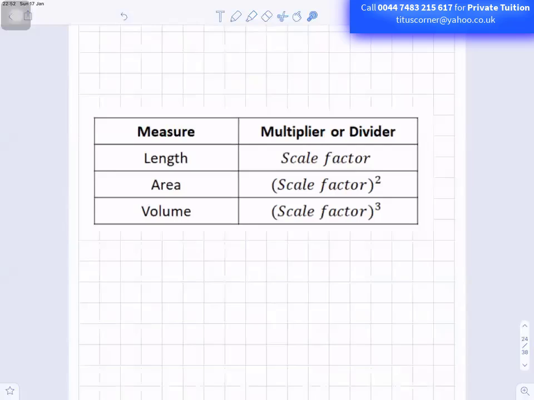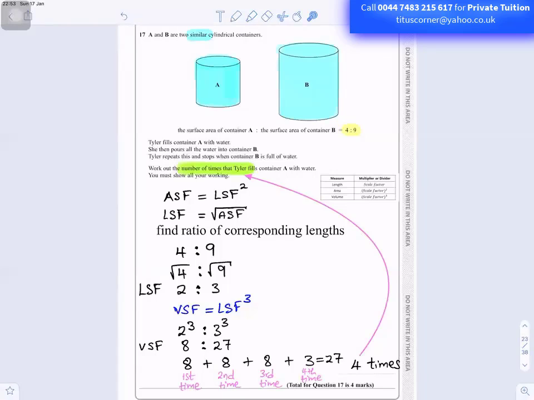So we have here a formula or a table that we're going to be using, where for measuring length, it gives you a scale factor or the multiplier. For the area, it is the scale factor squared. For volume, it is the scale factor cubed. We're going to be using this idea to do that question. So area scale factor is equal to length scale factor squared. And if we want to get the length scale factor, it will be the square root of the area scale factor.